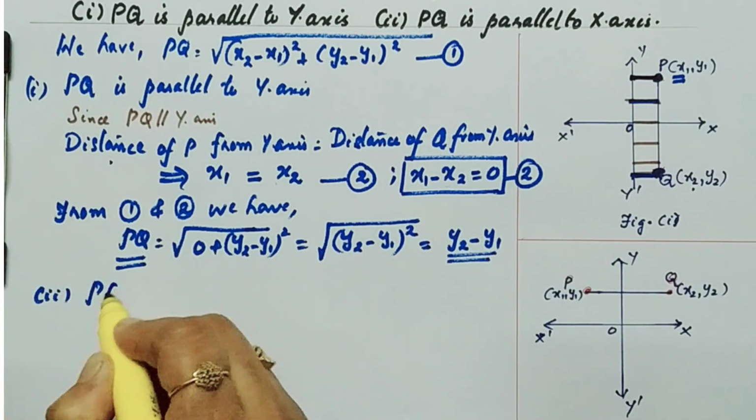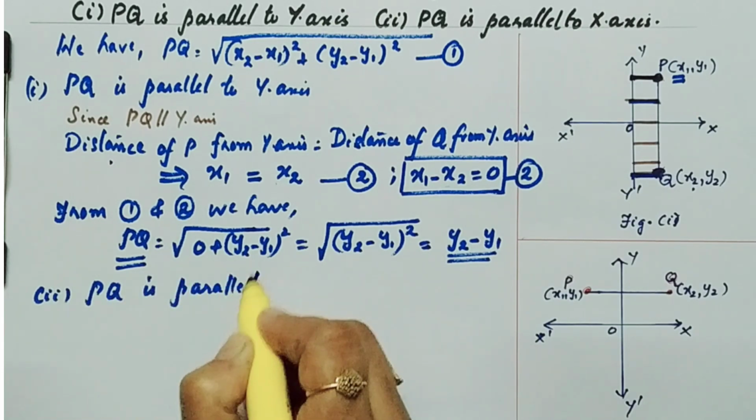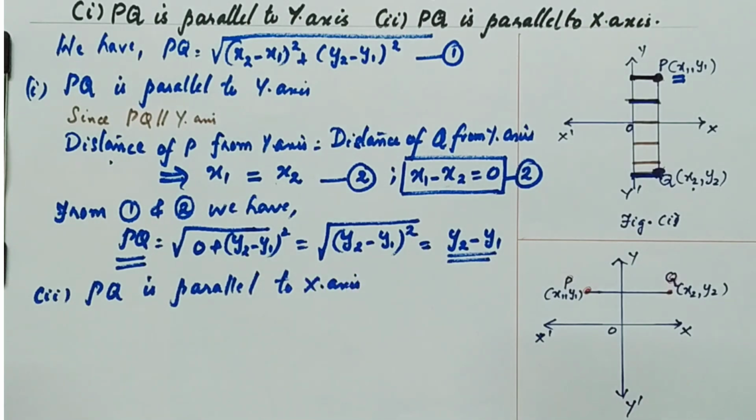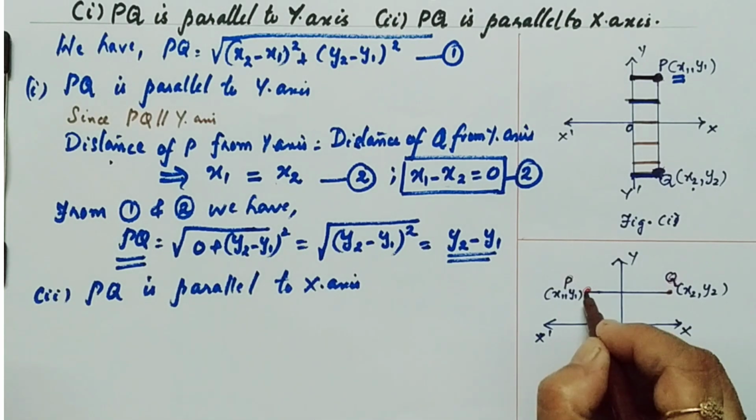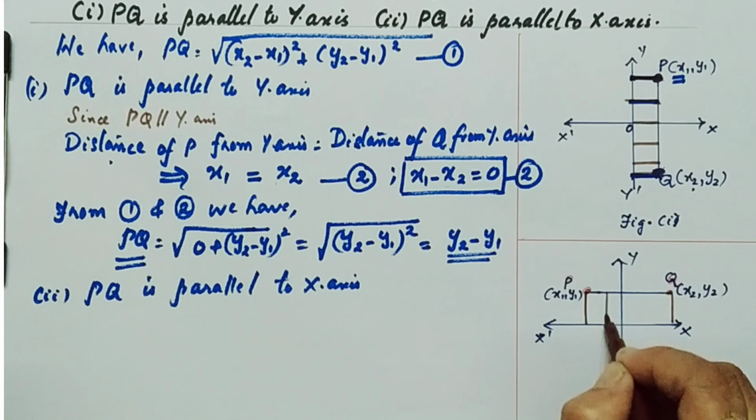Come to case 2, when PQ is parallel to the x-axis. Given the line PQ is parallel to the x-axis. If the line PQ is parallel to the x-axis, the perpendicular distance between these two lines will be the same everywhere.